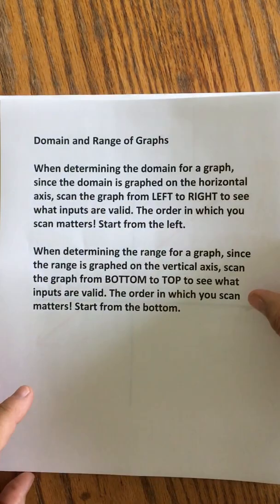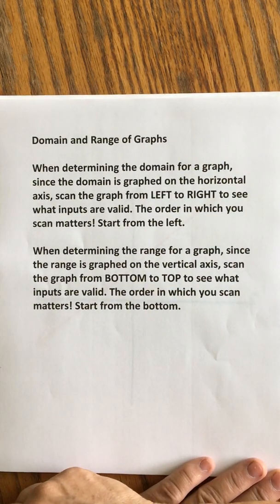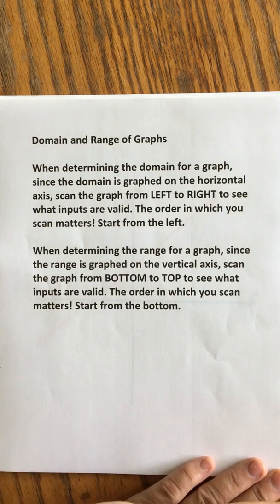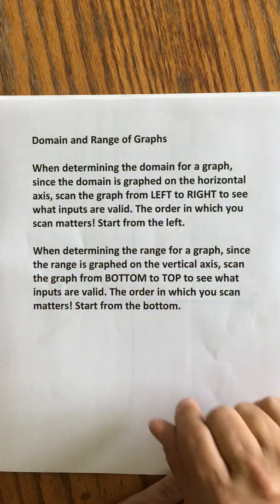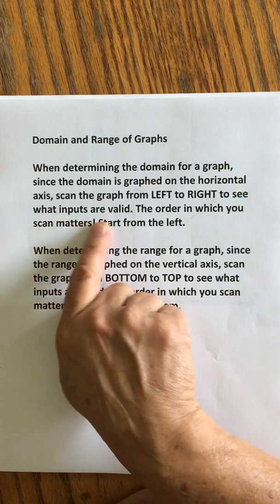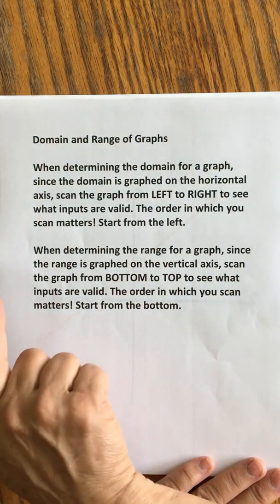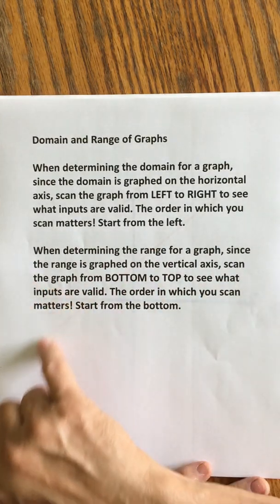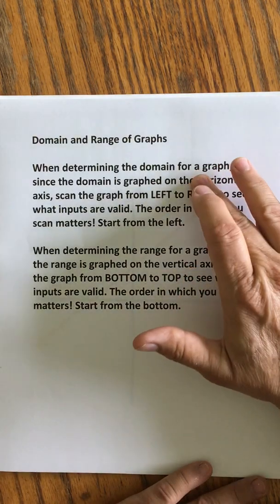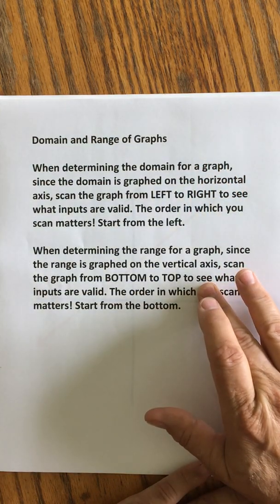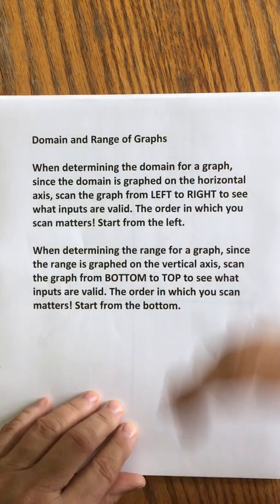Okay. All right, now let's take a look at graphs, because that's where we're headed, really. So what are the domain and range of graphs? When you're determining the domain for a graph, since the domain is graphed on the horizontal axis, you need to scan from left to right, on the horizontal axis, to see what inputs are valid. And the order in which you scan matters. You must start from the left and go to the right. And then for the range, that's graphed on the vertical axis, or the y-axis. The domain is on the x-axis, and the outputs are on the y-axis, or vertical axis. So you're going to scan from bottom to top, and again, the order matters.